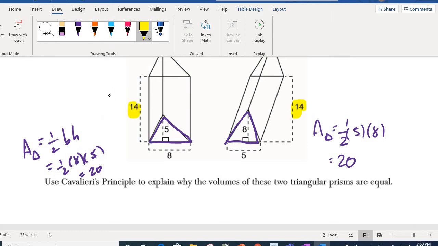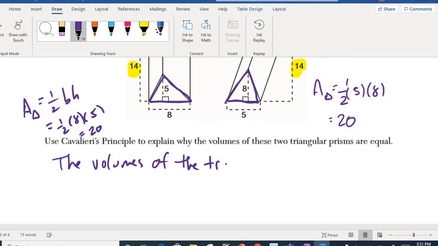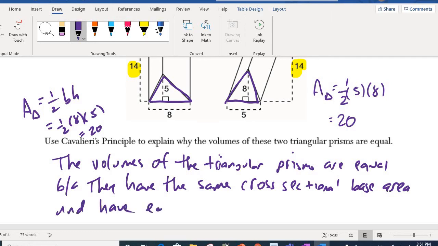The height of each of these is 14. So, Cavalieri's principle: the volumes of the triangular prisms are equal because they have the same cross-sectional base area and have equal heights. And that's essentially what Cavalieri's principle is in a nutshell.